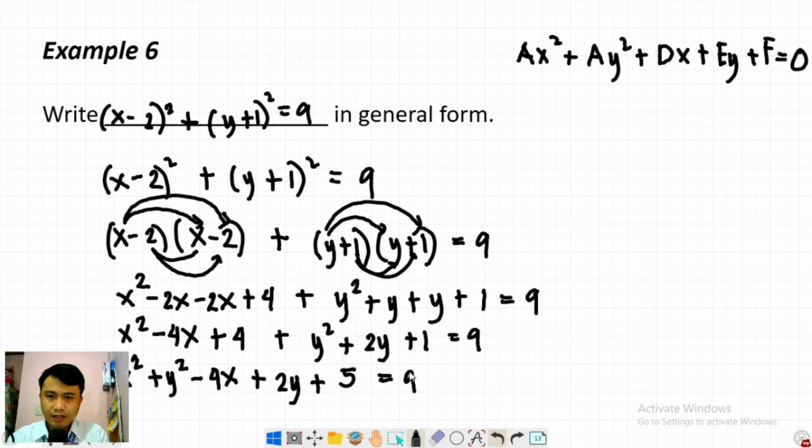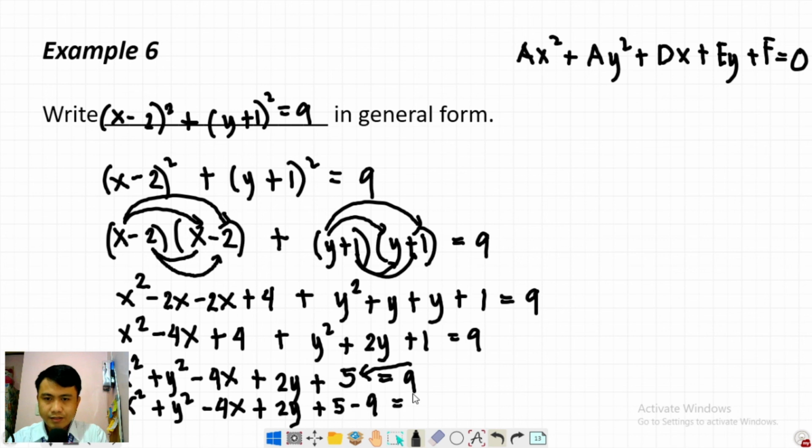So, transpose na lang natin si 9. Yan. Transpose ko sa kabila. Ito, 0 na ang natira dyan sa right side. So, x² plus y² minus 4x plus 2y plus 5 minus 9 equals 0.